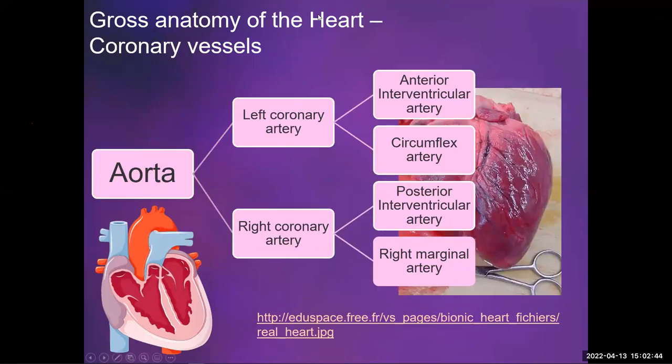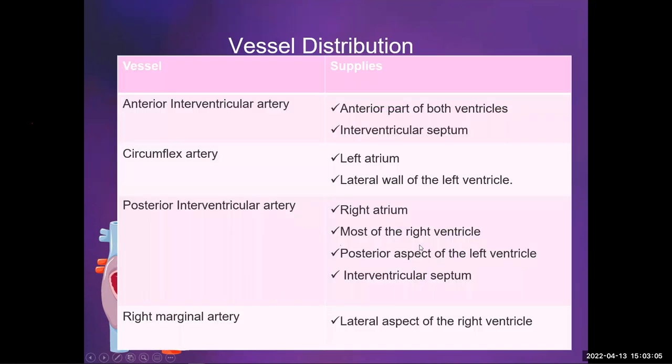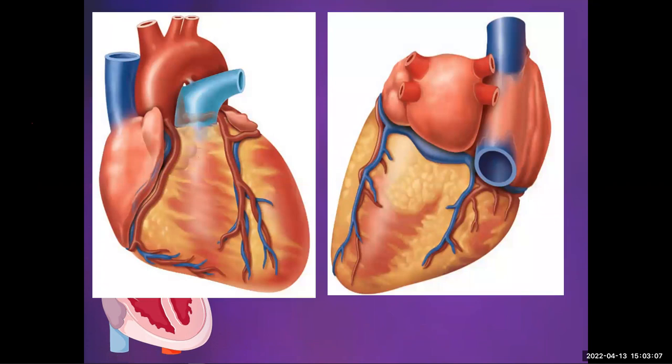So let's look at the gross anatomy. On the outer surface of the aorta, you have the left and right coronary arteries. The left coronary goes further and divides into the circumflex and the anterior interventricular, and the posterior and right marginal for the right coronary artery. So these are the coronary arteries. They run on the outside of the heart, along with the coronary vein.